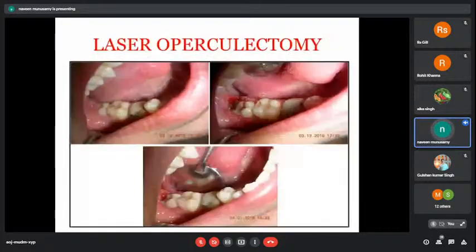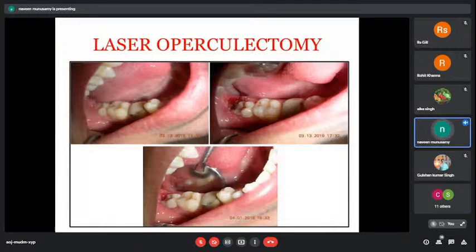Okay, and one thing which we very often get in patients, in the last few slides, is a third molar issue. You are asking a periodontist or an oral surgeon to come and do an operculectomy for you. So get your X-rays done. If the tooth is out of the bone, laser operculectomy works like magic.